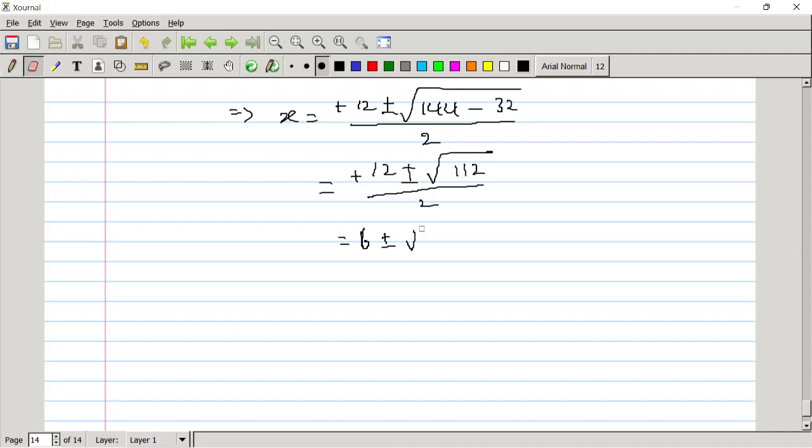No, 4 root 7. So that means it can be written as 2 root 7, since we are dividing by 2. Square root of 23 is very large. So that means the eigenvalues are 6 plus 2 root 7 and 6 minus 2 root 7.